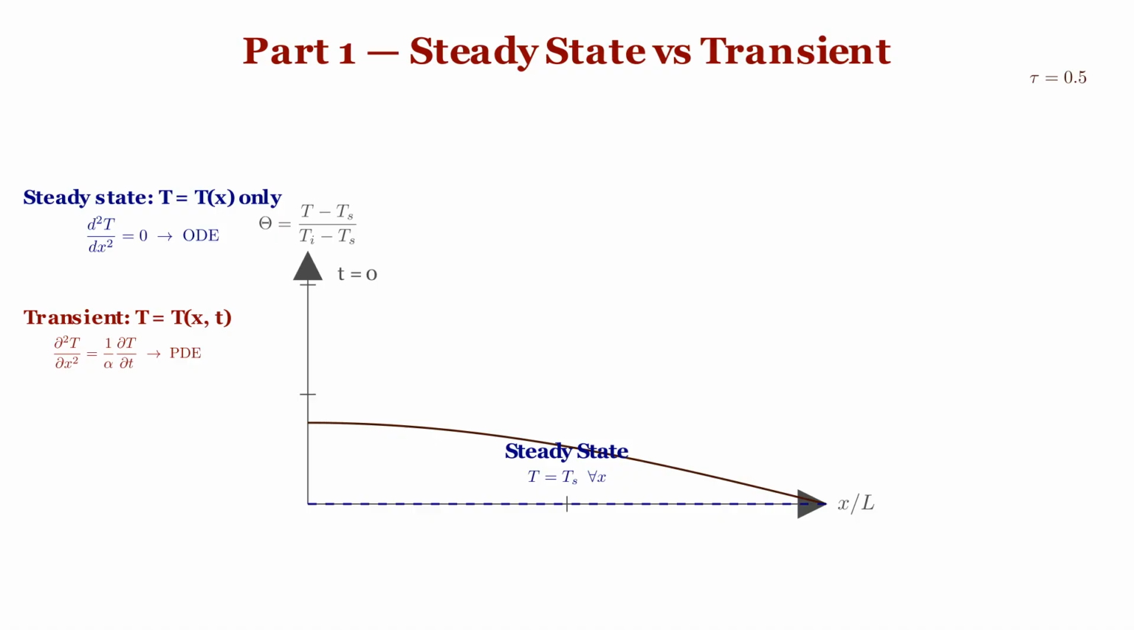But now look at the transient case. Temperature depends on both position and time simultaneously. Watch how the temperature profile inside the wall evolves continuously as time increases. At time 0, the whole wall is hot. As time passes, heat escapes from the surfaces and the profile curves and flattens. Eventually it approaches the steady-state line. Every snapshot at a different time gives a different profile, T is a function of x and t. This introduces a partial differential equation in two independent variables, making the mathematics fundamentally harder. You cannot simply integrate once and find the solution.